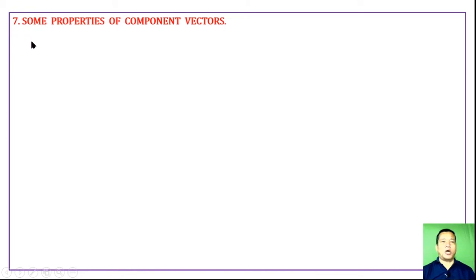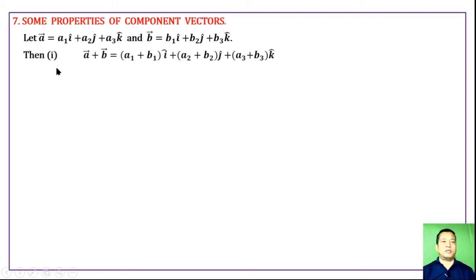Some properties of component vectors. Component vectors singi property kara. Let a vector equal to a1 i cap plus a2 j cap plus a3 k cap and b vector equal to b1 i cap plus b2 j cap plus b3 k cap. Then ahanbada a vector plus b vector.